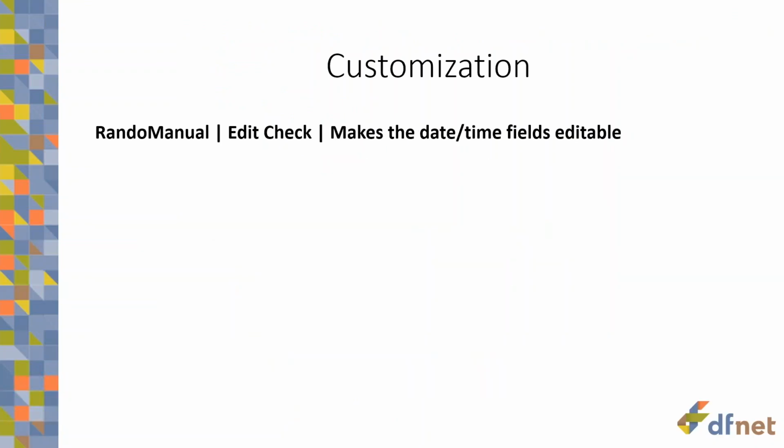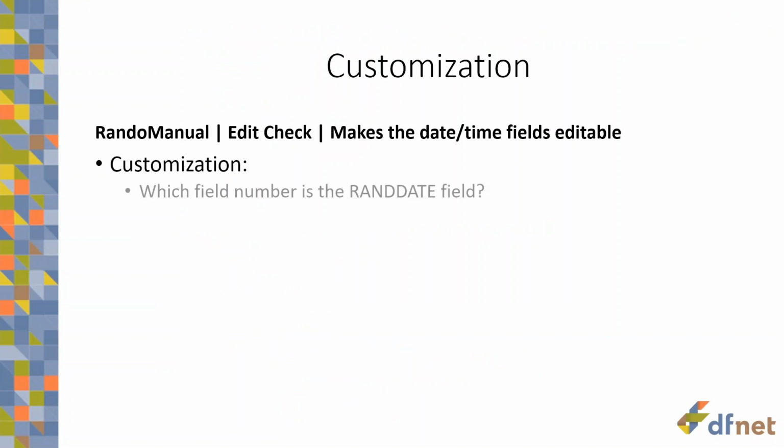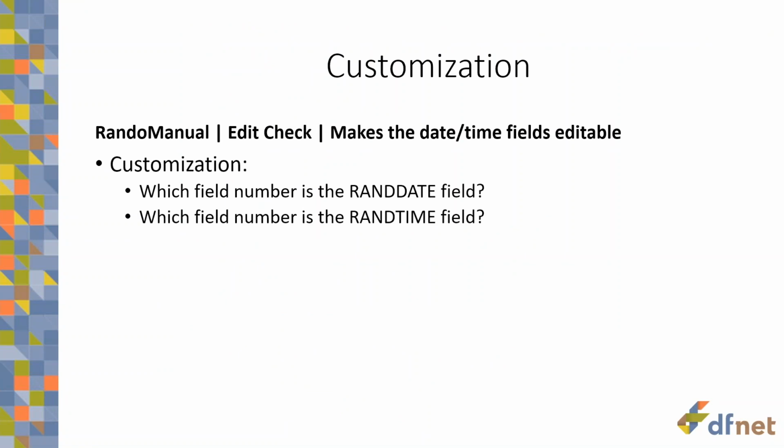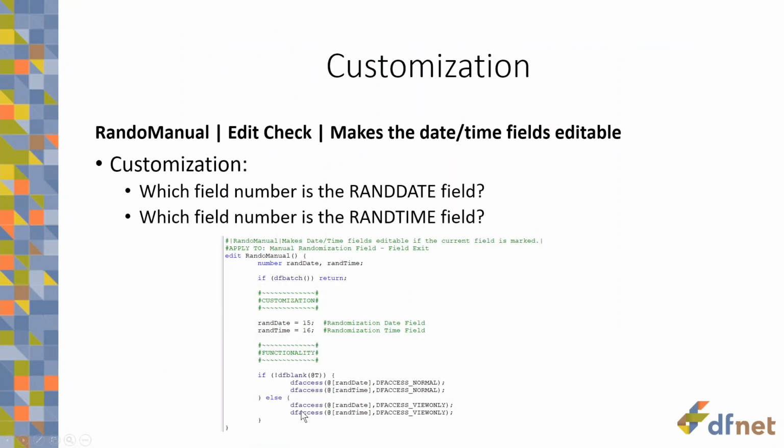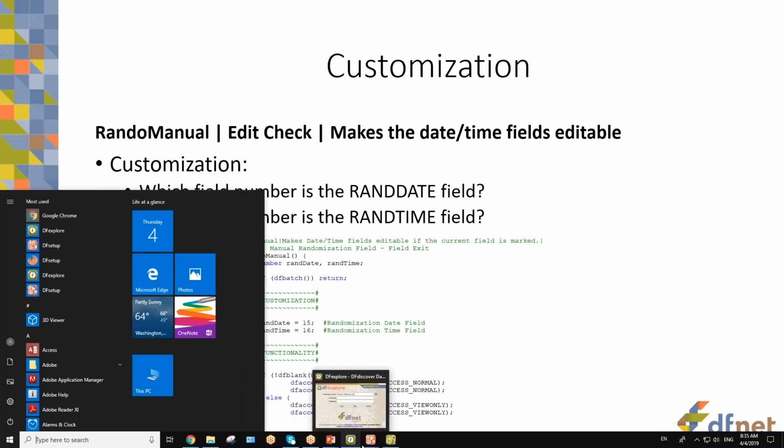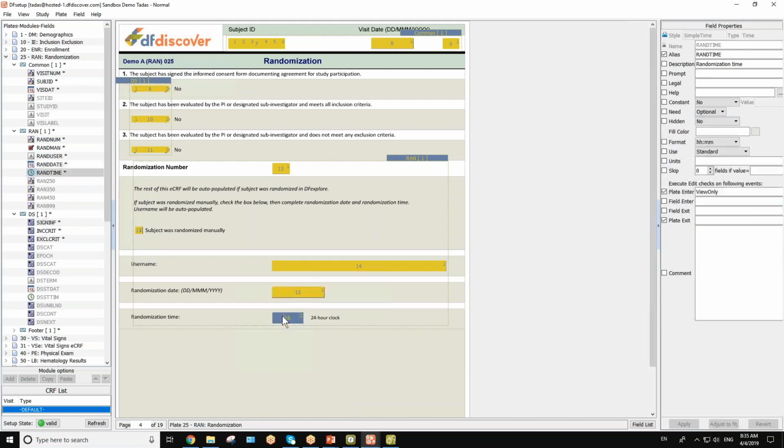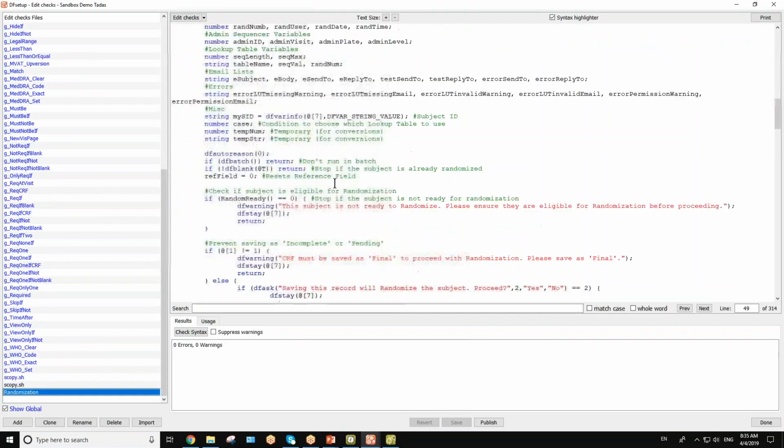Third component is the random manual edit check. So this one makes the date and time fields editable. Your customization is just pointing which field number is the ran date, which one is the ran time. As you can see that the ran date and ran time are the only two lines of code that exist in the customization section, and you just have to make sure they're pointing to the date and time fields. In my case, the date field is 15, the time field is 16.